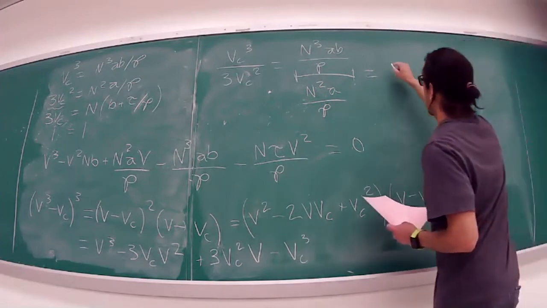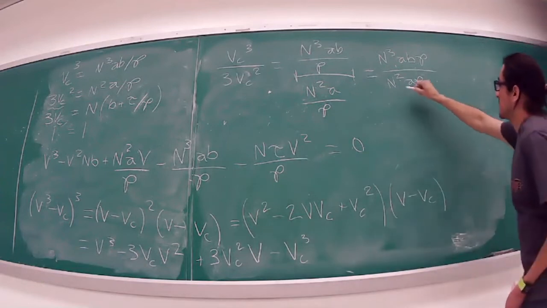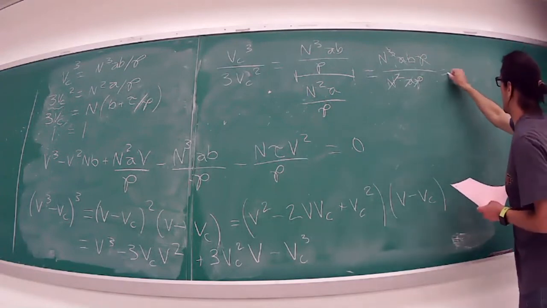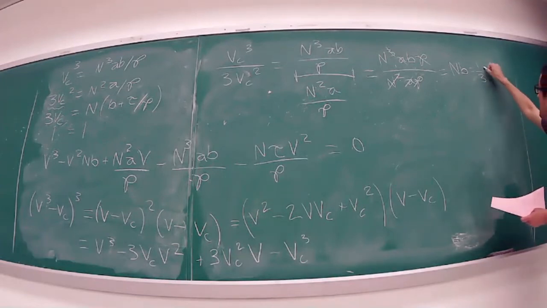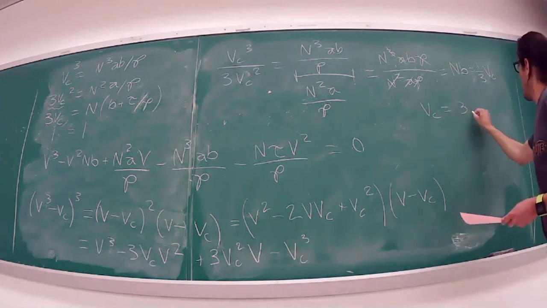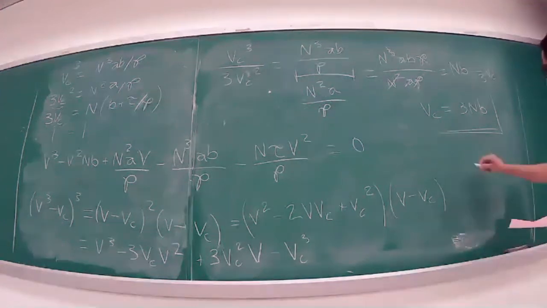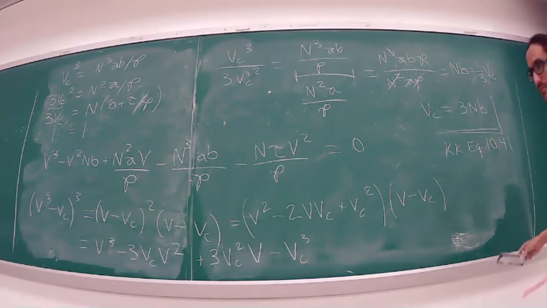All right. So this one goes away with this one, this one with this one, this one with this one. So it's just NB, and this is equal to 1/3 of VC. So the critical volume is 3 NB. This is kind of cool. Look at equation 10.41. You will see that this is indeed the critical volume.